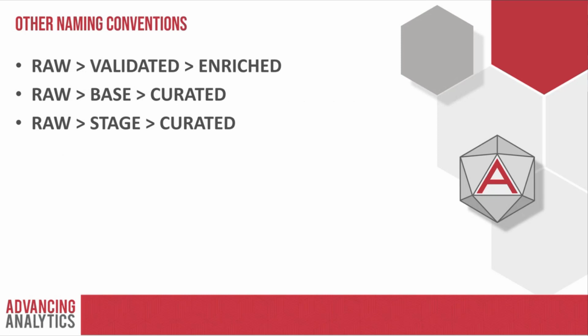So at AA, we generally use landing, raw, base, and curated, unless customers want to have their own conventions. But this is just to say, call it what you want. Yeah, it's totally flexible. I kind of think raw, base, and curated is pretty good, and raw, stage, and curated is pretty good because it's telling you a bit more about what the data is at each layer.